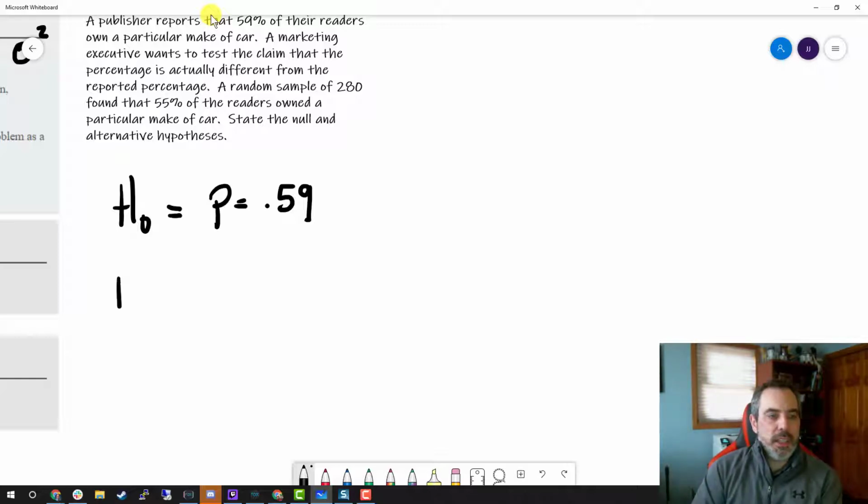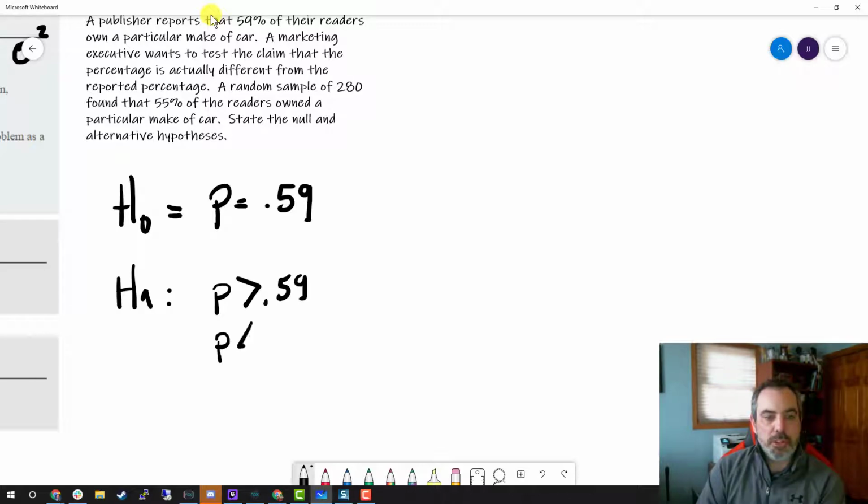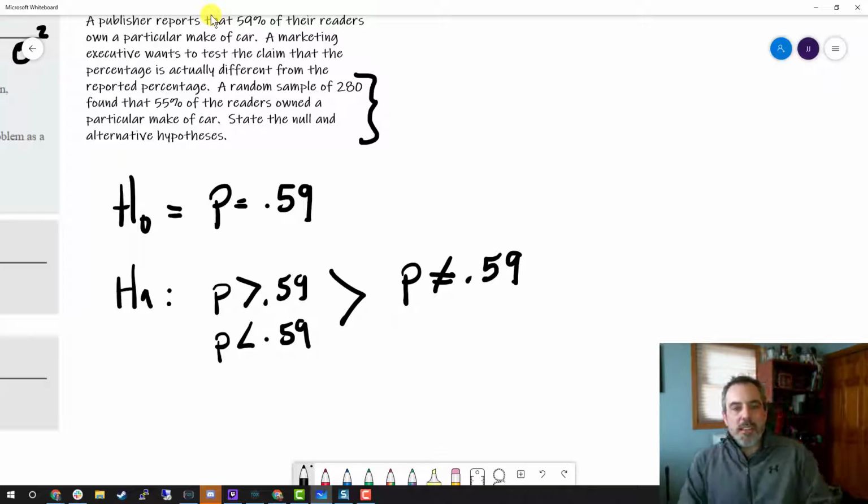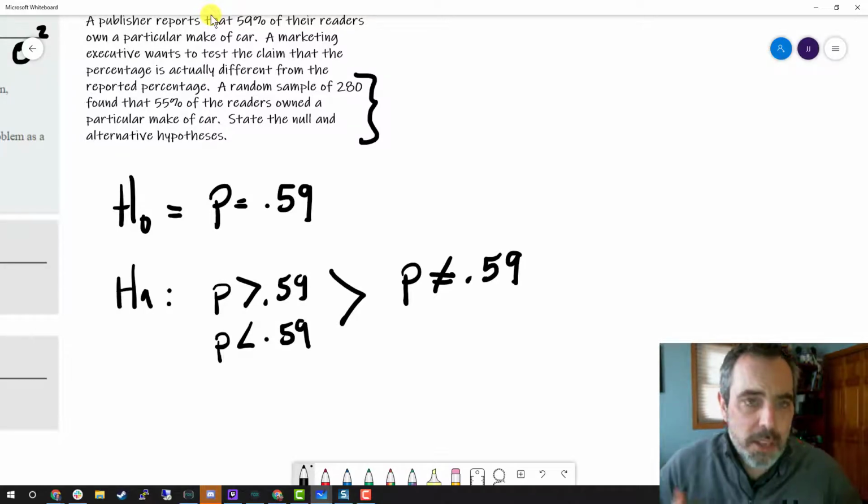Now, normally in an alternative hypothesis, we might have something that says the proportion is greater than 0.59 or the proportion is less than 0.59. In this case, we are saying it's different, so we are going to do the proportion is not equal to 0.59. Now, the second part of this is really what's going to be used to generate the actual test for that. So here's our hypothesis.